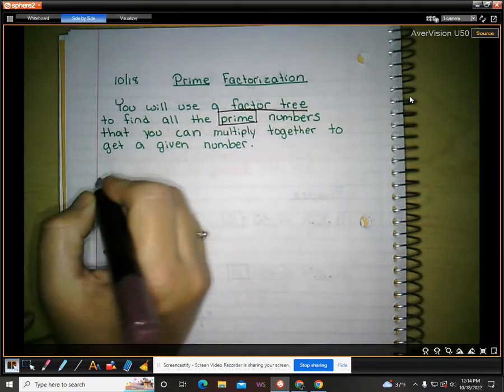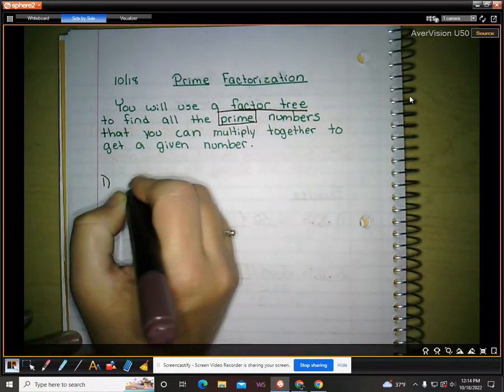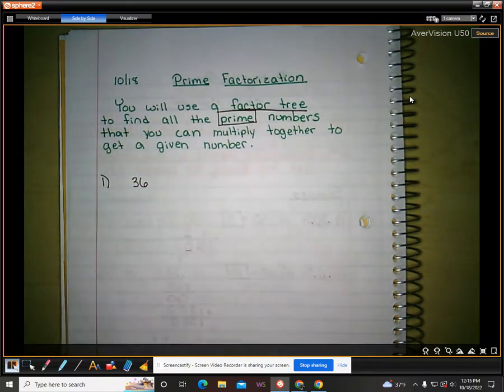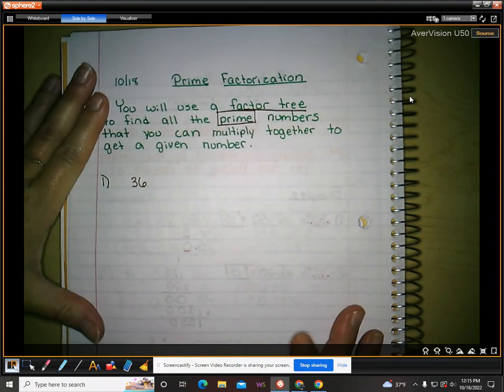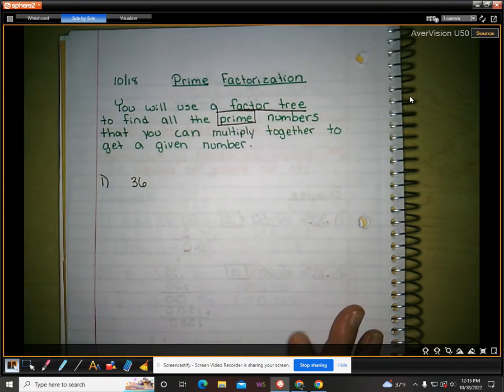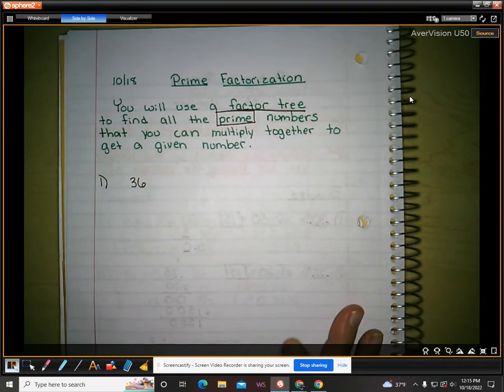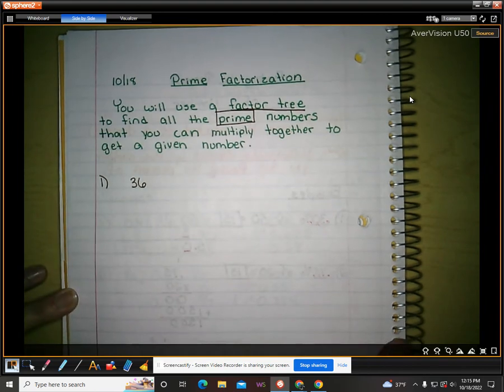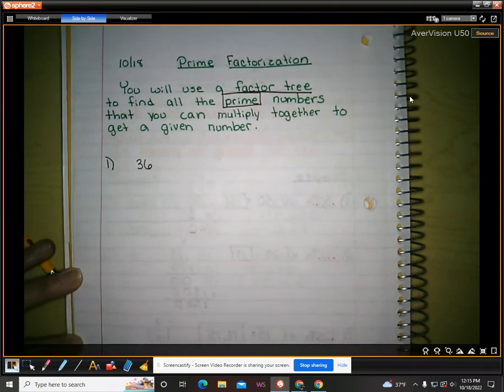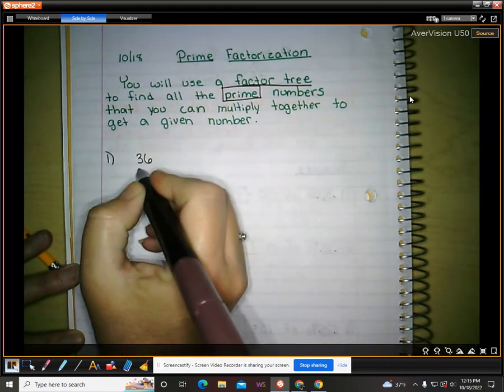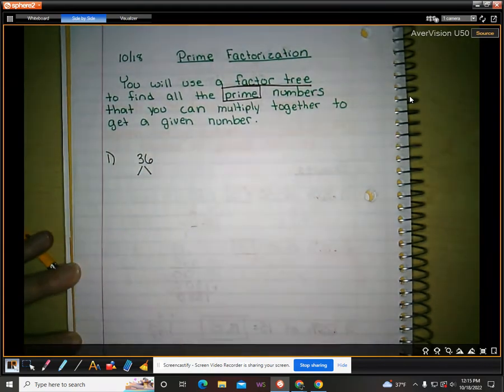So if I give you the number 36, okay, and this is going to be your ticket out my door. You will show me this page right here with your notes to get out at the end of class. So unless you want to be late to your next class, you need to take your notes. So 36, we're going to make a factor tree, so we're splitting it off.